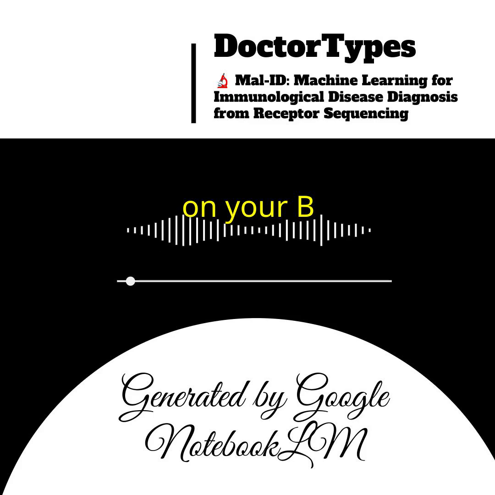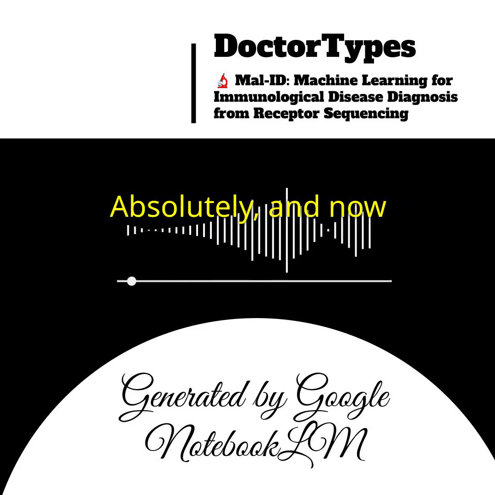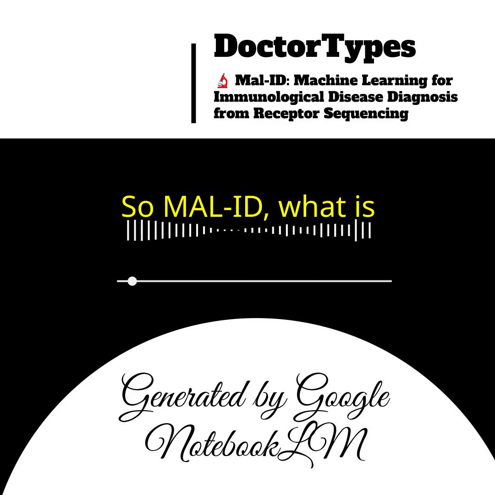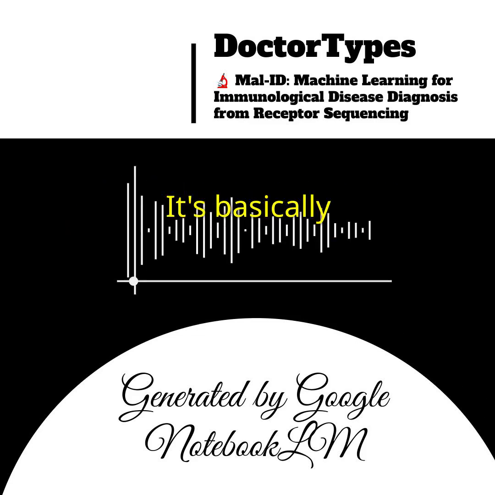Each exposure shapes the receptors on your B cells and T cells. Right, those are key players in your immune system. Absolutely. And now we're figuring out how to read those records. So MAL-ID, what is it exactly? Well, it stands for Machine Learning for Immunological Diagnosis.